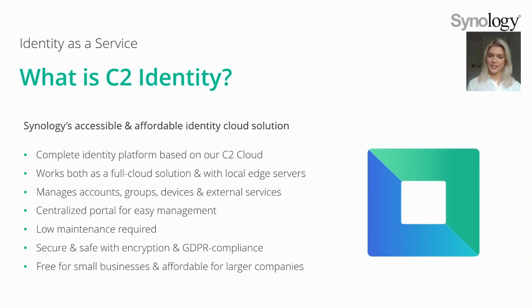What is C2 Identity? It is a cloud identity platform that is based on Synology C2 Cloud. Your directory will be hosted on the C2 Cloud and managed centrally. The advantage of C2 Identity is that you can use it fully online, but we also propose local relays to ensure the connection even if the internet connection is lost. Other features are similar to those of the traditional directory server. There is management of accounts, groups, devices, and external services, and there is a portal for the centralized management of these services.